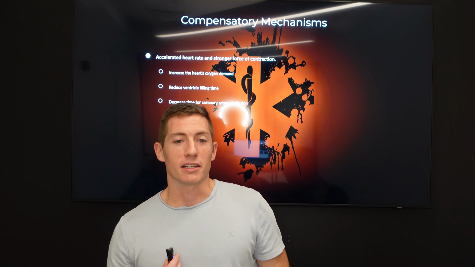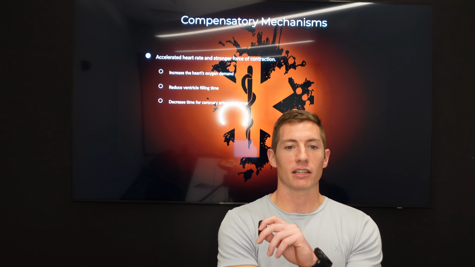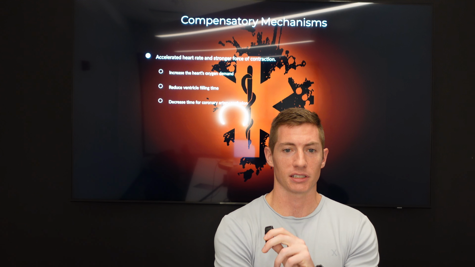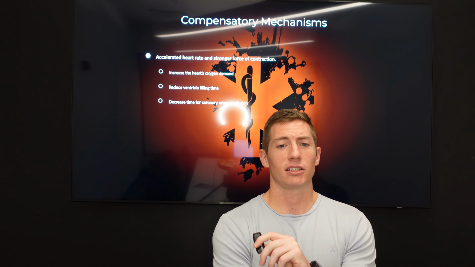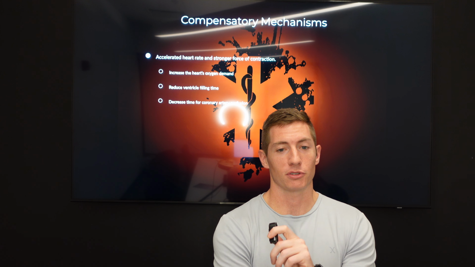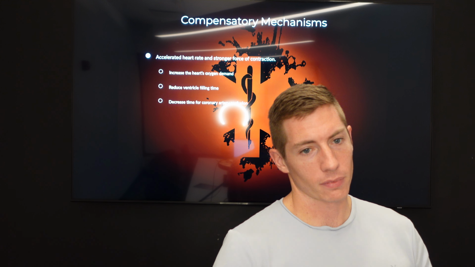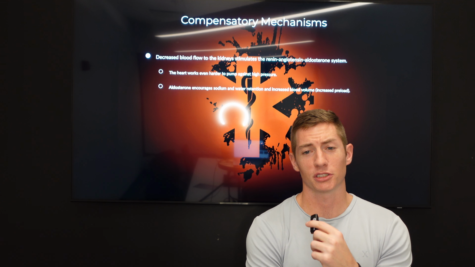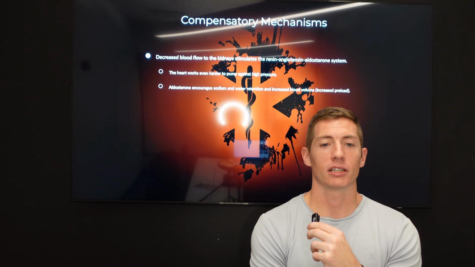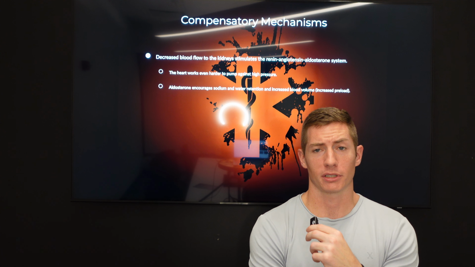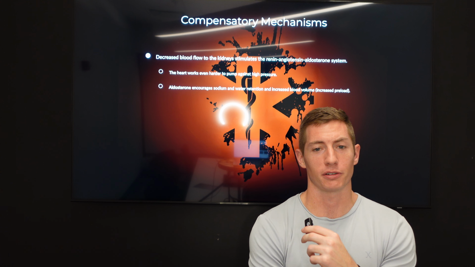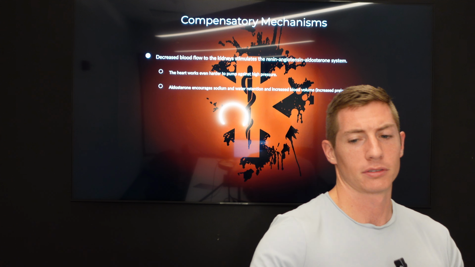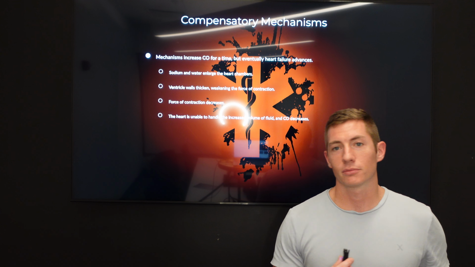The accelerated heart rate and stronger force of contraction increase the heart's oxygen demand, reduce the amount of time that the ventricles have to fill, and decrease the time for coronary artery perfusion. There is also stimulation of the renin-angiotensin-aldosterone system by decreased blood flow to the kidneys. The heart has to work even harder to pump against high pressure. Aldosterone encourages sodium and water retention and increased blood volume, which increases preload.